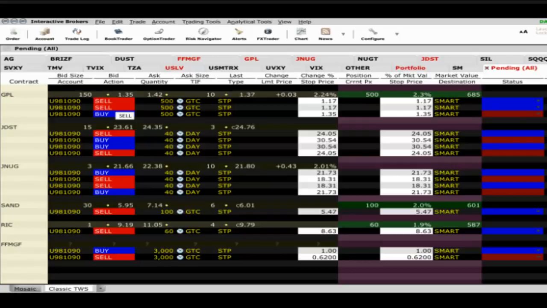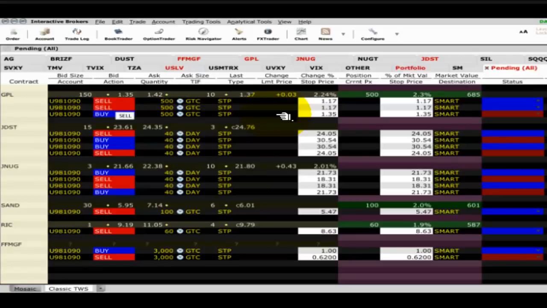The cheapest guy in the room is what you're looking at right here. This is Interactive Brokers. Depending on the size of your account and how much you trade, you can get Interactive Brokers down to literally pennies per trade, like 25 cents a round turn, $1 a round turn.